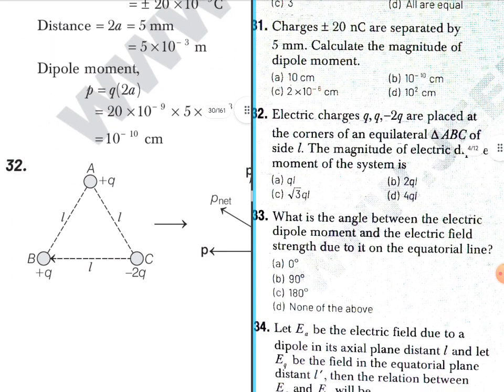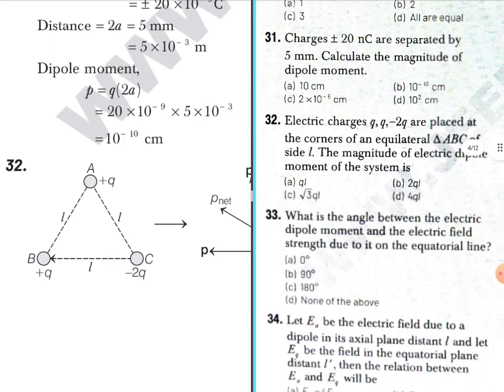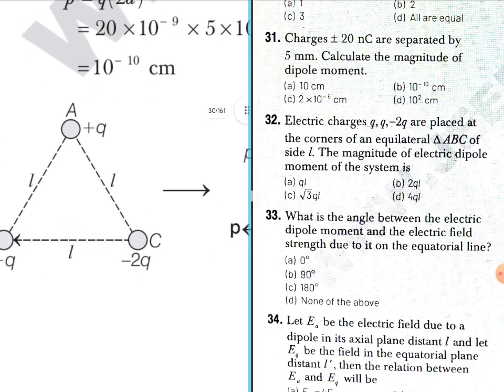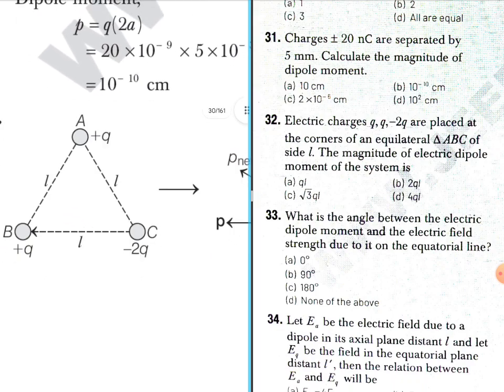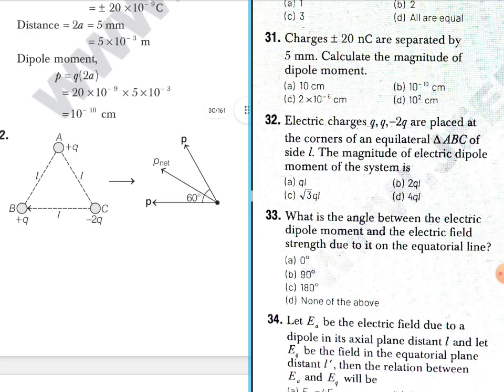32nd question. Again, this question I don't expect you to answer. There's a Q, Q and minus 2Q placed at the corners of an equilateral triangle of side length L. The magnitude of the electric dipole moment, because for us the electric dipole moment word itself applies only for equal and opposite charges. Whereas you see there's a minus 2Q and a plus 2Q, and between them they seem to be calculating a dipole moment, which itself is new to us. So okay, let's just learn it.